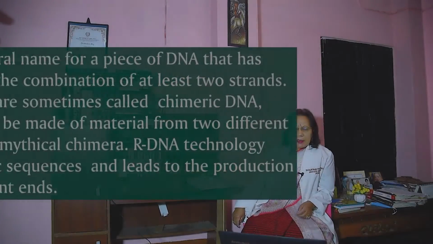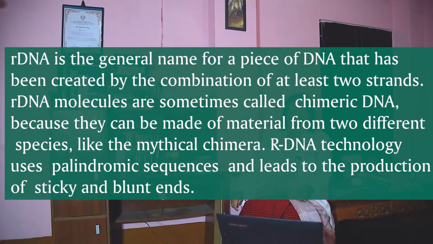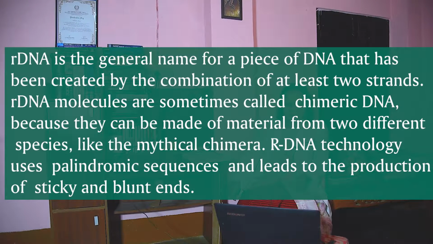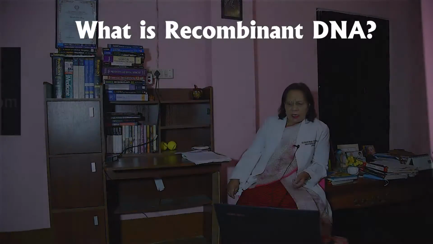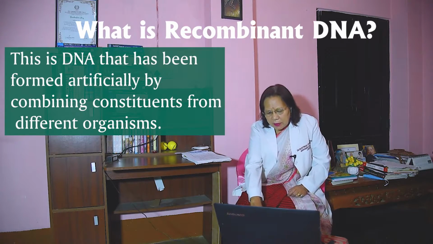So recombinant DNA is the general name for a piece of DNA that has been created by the combination of at least two strands of DNA. Recombinant DNA molecules are sometimes called chimeric DNA because they can be made of material from two different species, like the mythical chimera. Recombinant DNA technology uses palindromic sequences and leads to the production of sticky and blunt ends. So now, what is recombinant DNA? It is DNA that has been formed artificially by combining constituents from different organisms.